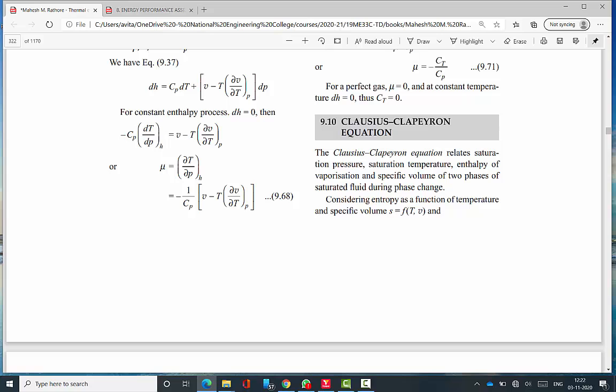For example, I will explain again. Put water in a heating pan, the heat is transferred, and it reaches 100 degrees Celsius.